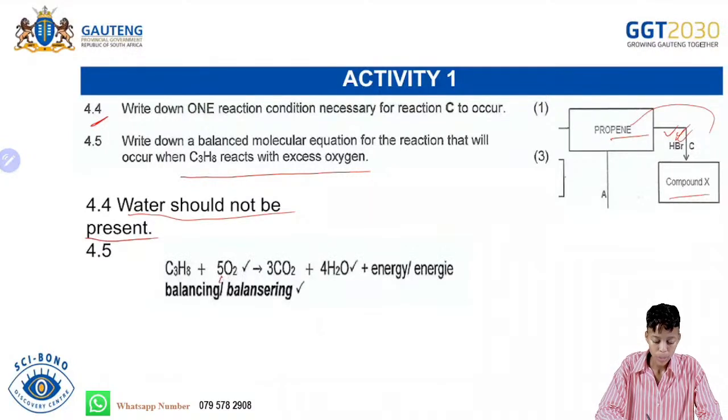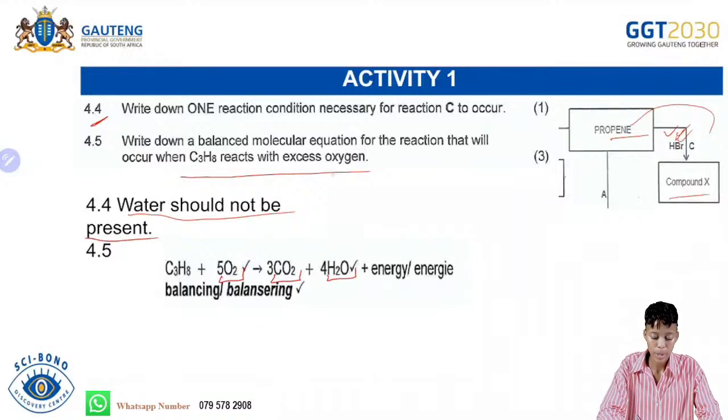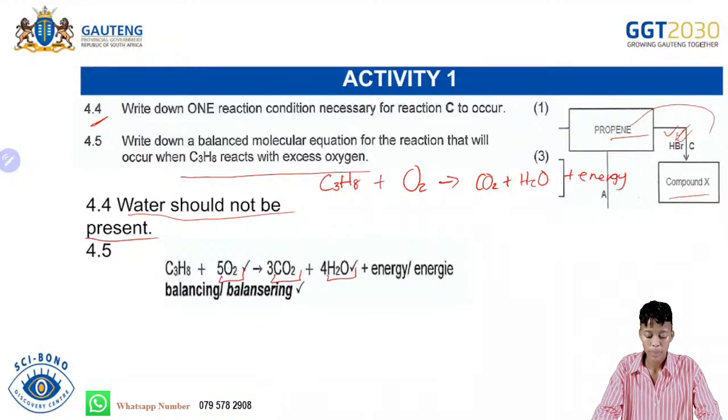So again, as constants you will have your O2, your CO2, and your water. But what you need to do is make sure that the reaction is balanced. So what do you initially write? You will write C3H8 plus O2, to give us CO2 plus H2O plus the energy there.